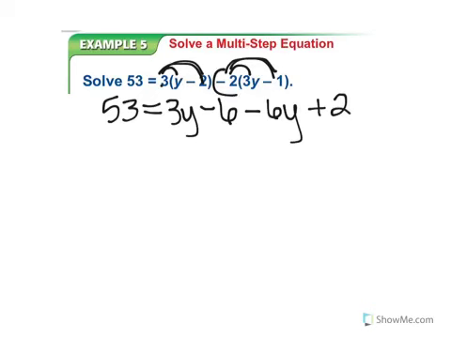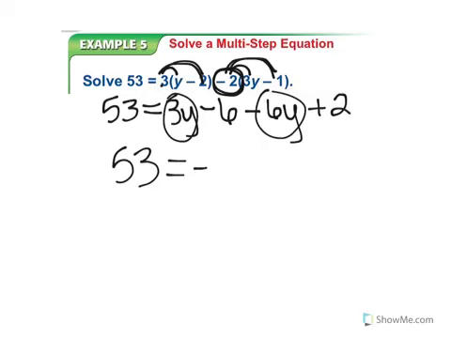Okay, so it's very, very, very important that you pay attention to that negative. Okay, that'll get you sometimes if you don't pay attention. Okay, then we combine like terms, so we get 53. We have 3y minus 6y, which gives you a negative 3y. We have a negative 6 plus 2, which is a negative 4.